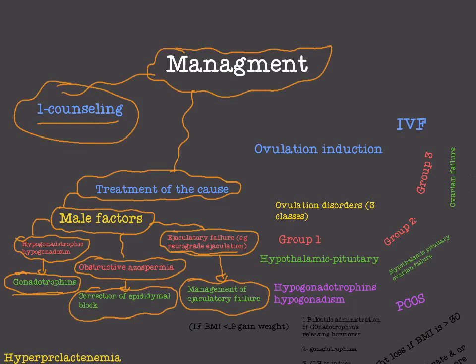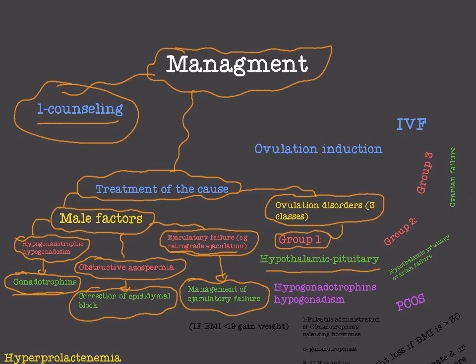Okay, what if the cause behind infertility was an ovulation disorder? Then we have to solve this problem too. What are the types of ovulation disorders? We have three types, or three groups, of ovulation disorders. The first group is hypothalamic pituitary dysfunction. The problem is in the hypothalamic pituitary axis.